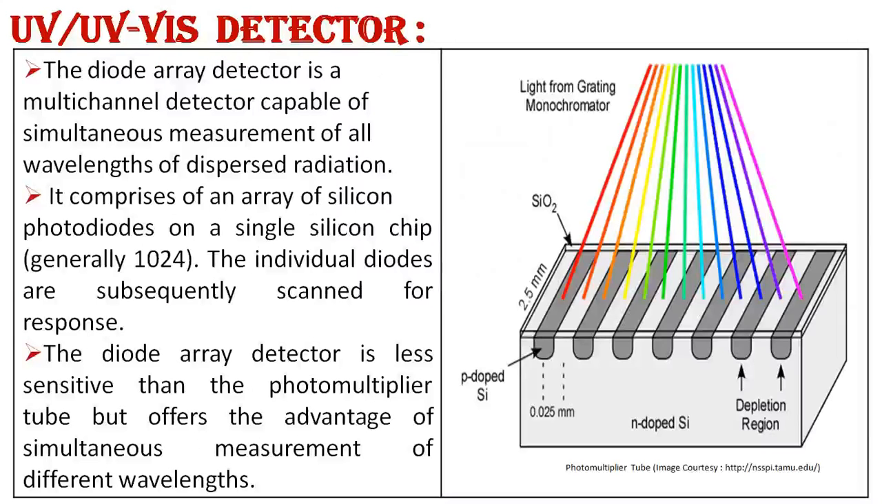Now, next is the ultraviolet visible detector, the diode array detector, a multi-channel detector capable of simultaneous measurement of all wavelengths of dispersed radiation. There is the n-type silicon, and there is the depletion region between it and the p-type silicon, which is bombarded by the light source. It comprises an array of silicon photodiodes on a single chip, generally 1024. The individual diodes are subsequently scanned for response. The diode array detector is less sensitive than the photomultiplier tube, but offers the advantage of simultaneous measurement of different wavelengths.